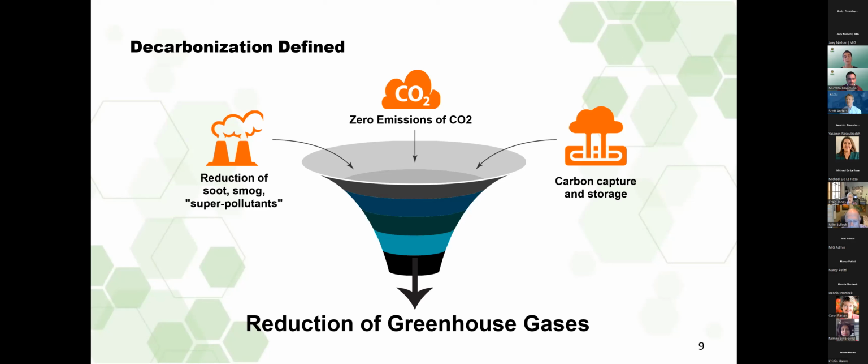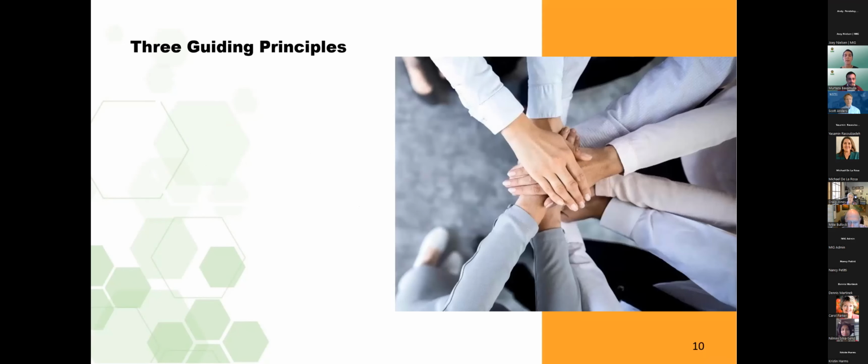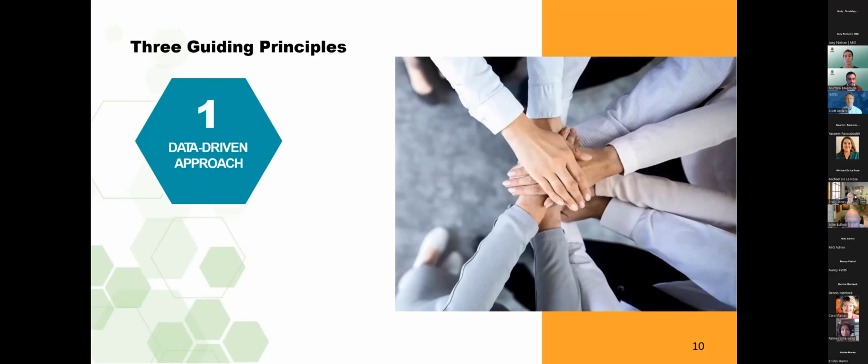It is also important to note that decarbonization can have additional health, environmental, and economic benefits, or co-benefits, such as improved air and water quality and high-quality green jobs. We will be exploring co-benefits as well in this process. We want to begin with the 3 guiding principles that drove this project from the start. The first principle was to use a data-driven approach so that we can all objectively gauge where we are and where we want to be.